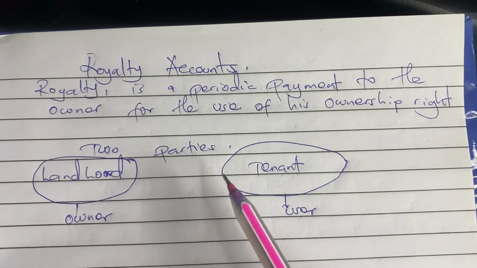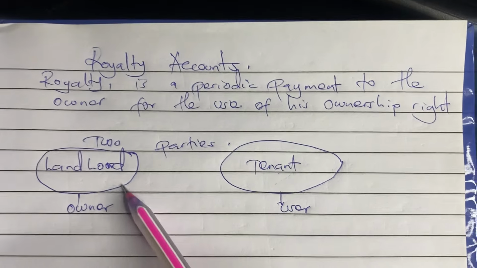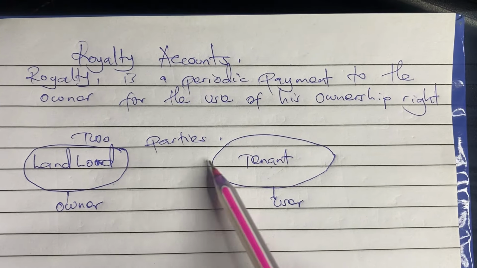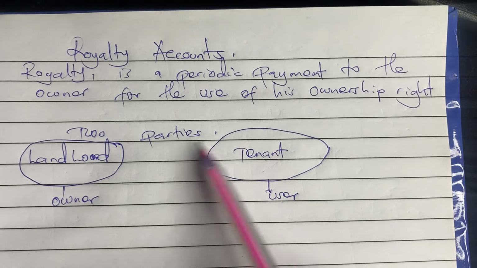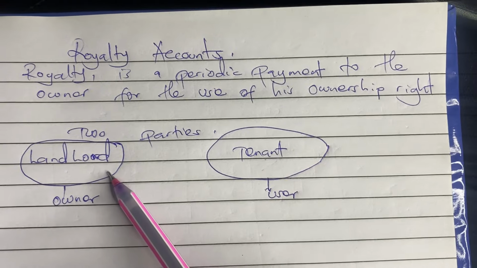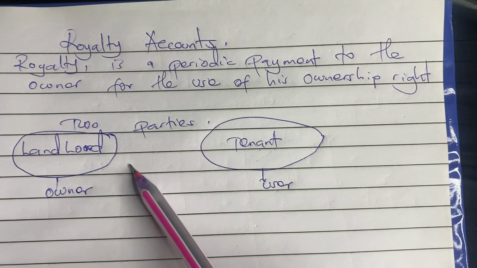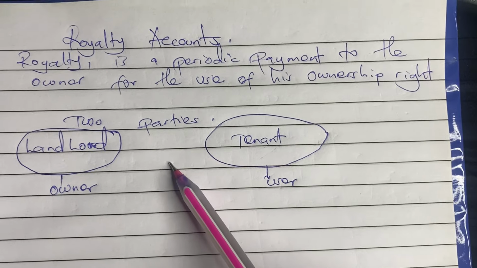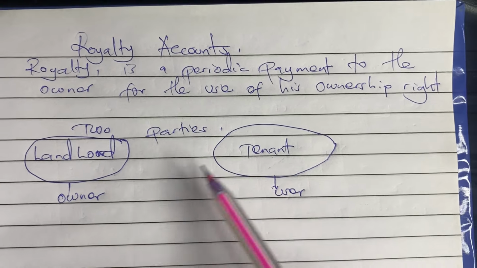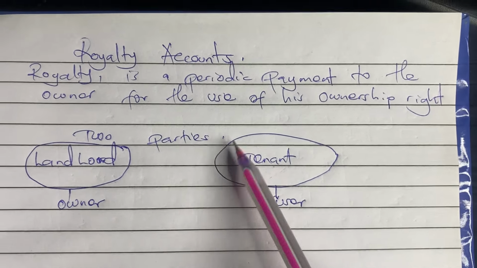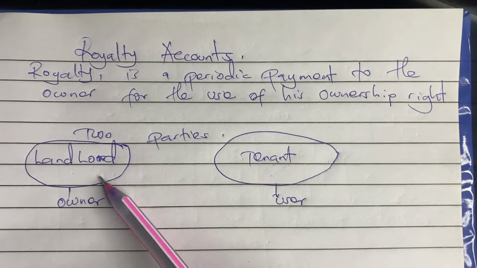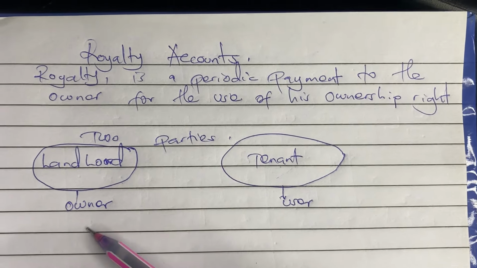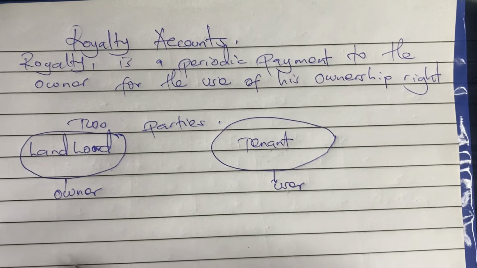So that money that is given is called royalty, but that money is not given after a sale, in that after a book they give him the money. No, they can say that we are going to be giving it to you monthly or annually, something like that. So it is a periodic payment to the owner for the use of his ownership right. That's what we call royalty.